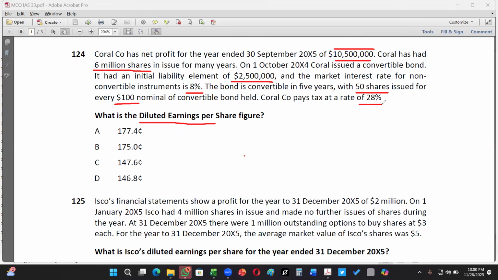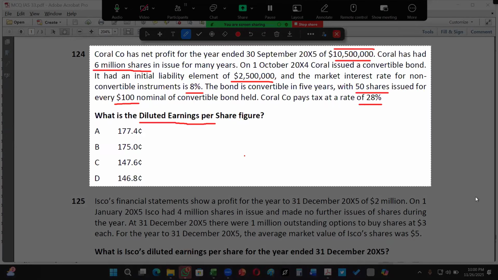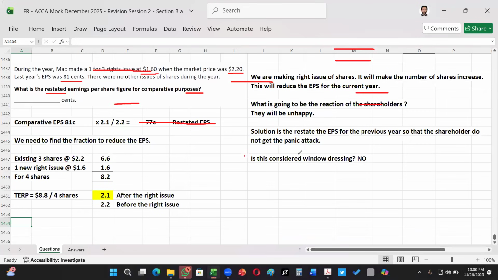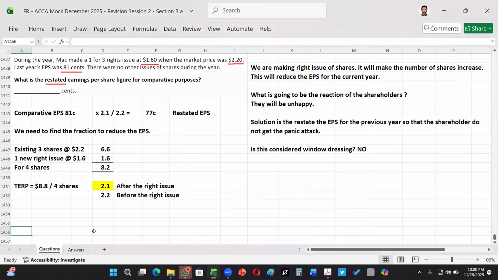Okay, so first of all, let's get done with the increase in number of shares. But that is easy. Okay, that is not the challenging part. What I think is going to create a bit of a problem is the calculation of the increase in earnings. Okay, let's see how you people see it.